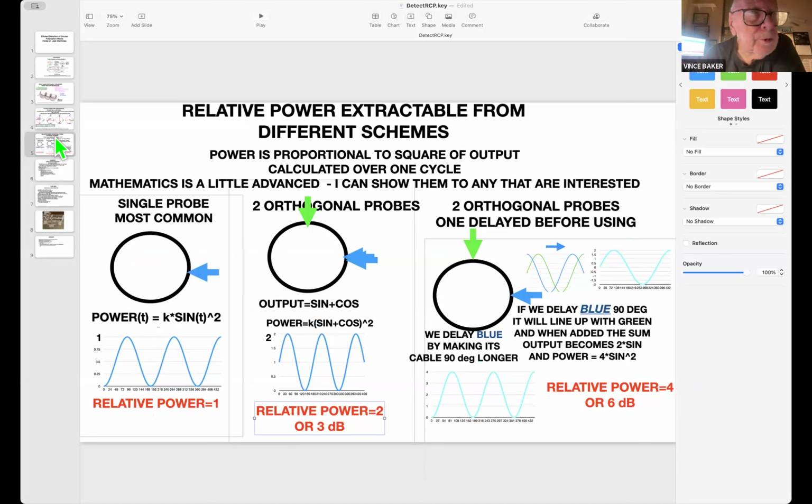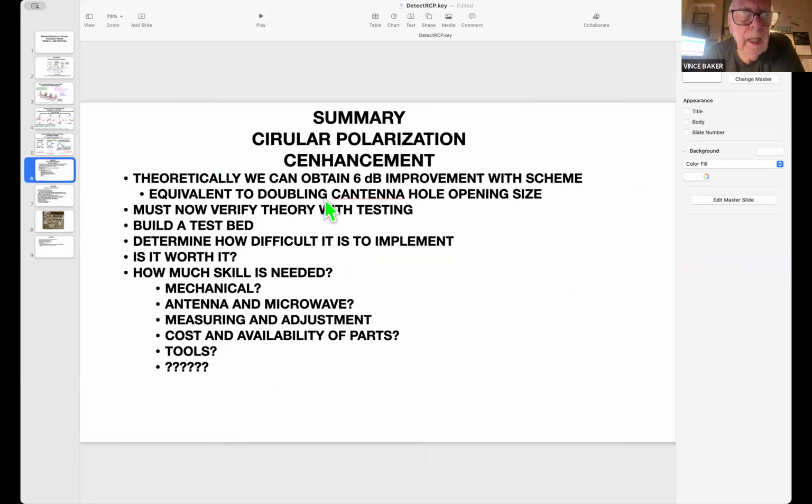See, which one am I on? Theoretically, we can obtain 6 dB improvement with this scheme, which is the same as doubling that hole size. Now I need to verify this with some testing. So I built a test bed. I'll show it to you.